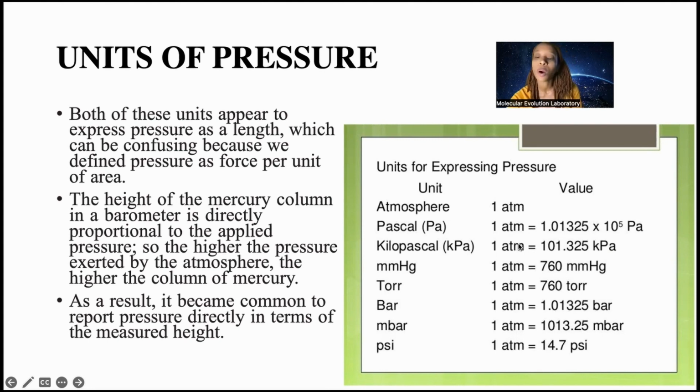So here again, 1 atmosphere is basically 1.01325 times 10 to the 5th Pascal, or 101.325 kilopascal. 1 atmosphere is equivalent to 760 millimeters of mercury, or 760 torr, or 1.01325 bar, or 1013 millibar, or 14.7 psi. So 1 atmosphere is 14.7 psi.